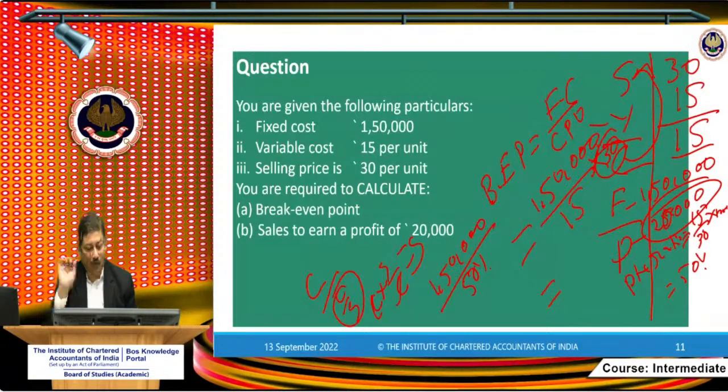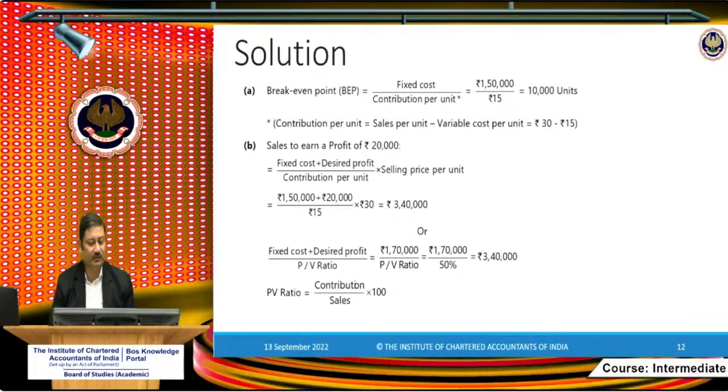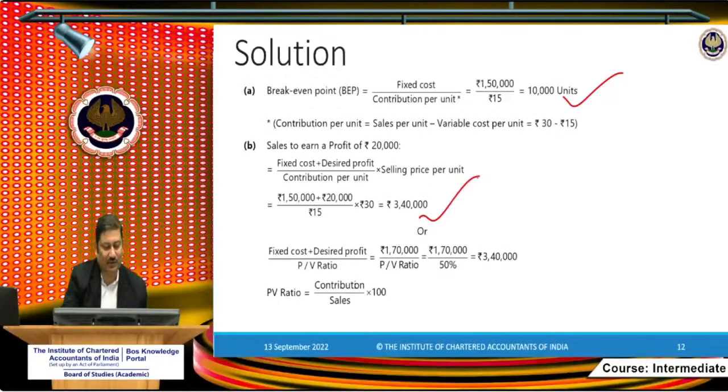So how can we calculate sales to earn a profit of 20,000? That will be 1,70,000 divided by PV ratio. So accordingly, we can calculate the sales. Margin of safety also we can calculate. Here is the question. Let us see how it has been done. Already we have seen this. This 3,40,000 we have just now done.